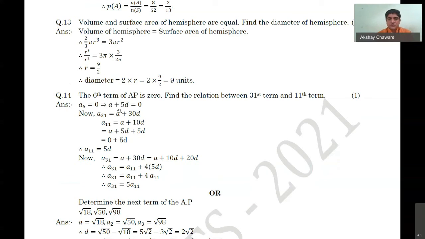If we use this relation a plus 5d equal to 0, we will get A11 as 5d. Similarly, the same relation we will use in A31, and A11 is nothing but a plus 10d, so 20d is 4 into 5d, that is 4 into A11, so A31 is 5 into A11. So this is the required relationship between the 31st term and the 11th term.